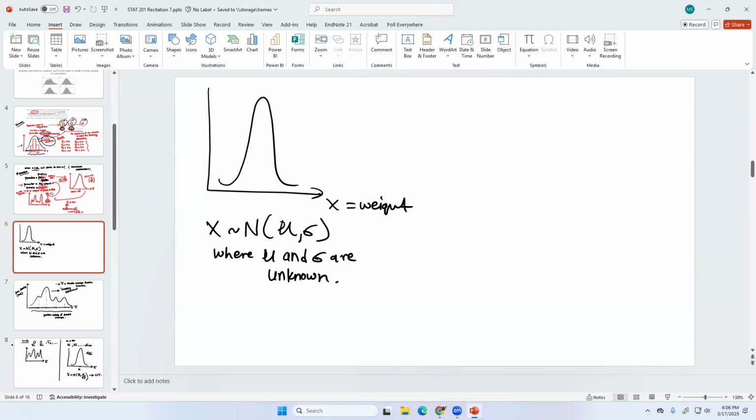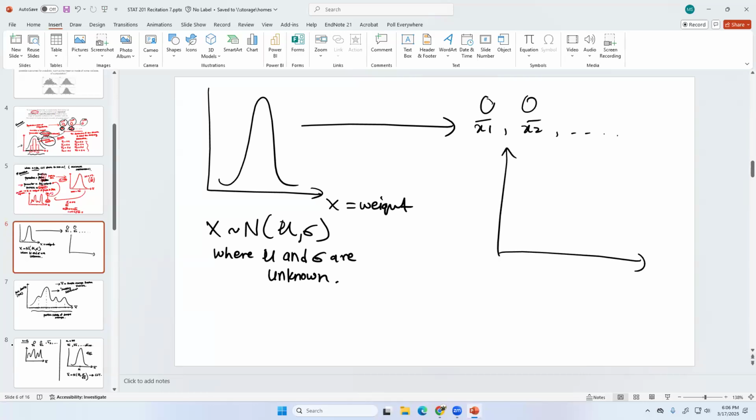Let's say you knew this. You want to find the mean, the average weight, and you want to find the standard deviation, the spread. Then, when you take a bunch of samples, x1 bar, x2 bar, and so on, and draw the sampling distribution for x bar, it will be a normal distribution even if n is 5, okay?